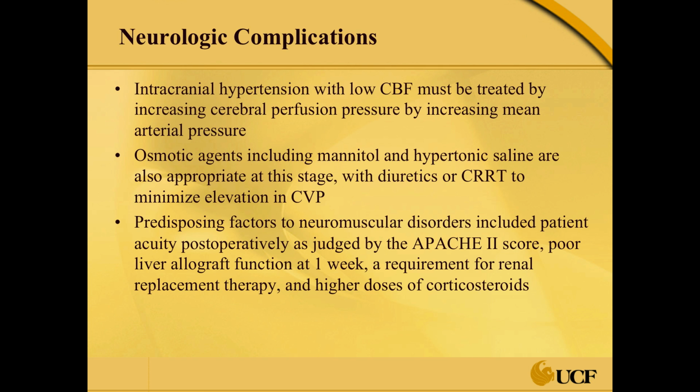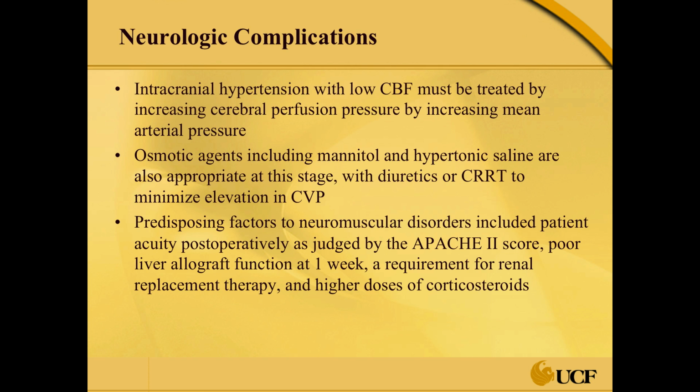Intracranial hypertension with low cerebral blood flow must be treated by increasing cerebral perfusion pressure by increasing mean arterial pressure. So we use osmotic agents to do this, things like mannitol or maybe even hypertonic saline, which is actually more beneficial. Those things are going to be appropriate at this stage. Diuretics and continual renal replacement through continuous dialysis to minimize elevations in CVP also might be done.